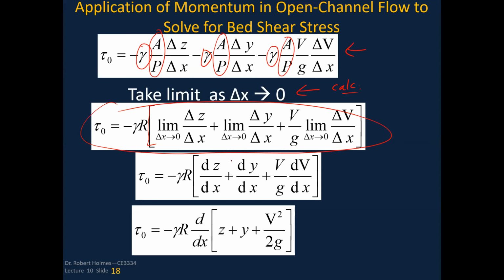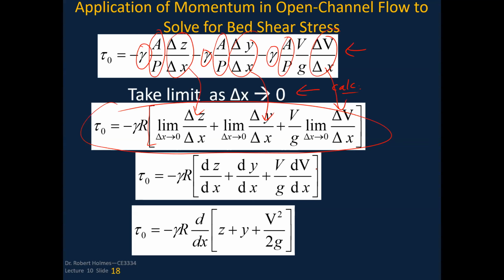So I pull those through the brackets here, and I end up having the limit as delta x approaches 0 of delta z over delta x, delta y over delta x, and delta v over delta y. And so I can pull through and say, all right, again, as that limit approaches 0, I end up having the derivative. So I end up having gamma R times this.